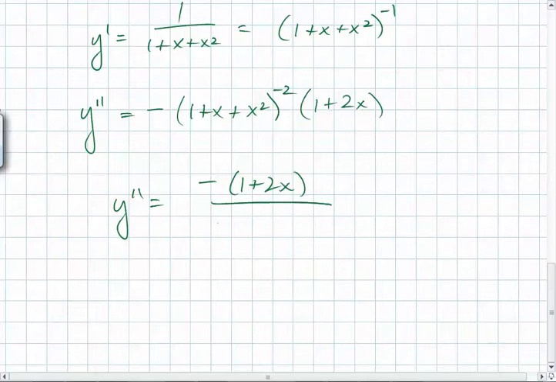So if you simplify this, you now know that y double prime is equal to negative 1 plus 2x all over 1 plus x squared to the what power? 2. To the 2. And we're interested in finding out where this is what? Positive. So we want to know when it's positive. So if we're looking for where it's positive, what do we need to find first? 0. That's a noun. We need to find where it's equal to 0. Use the whole sentence. Where it's equal to 0.